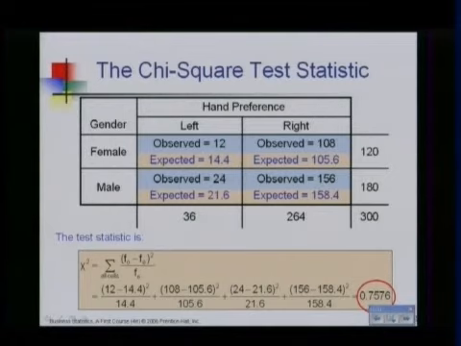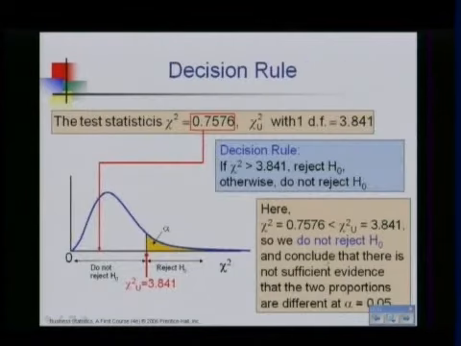That value is 0.7576 in this case, which appears to be a pretty small value for chi-square. We're going to have to look in a table, find out what the value is, and then see whether it's small enough that we can fail to reject or not. But that seems to be a pretty small number. Okay, so our calculated chi-square or test statistic is 0.7576.